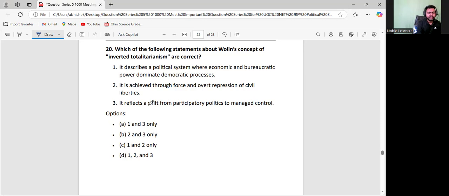Let us go to the next one. It is achieved through the overt repression of civil liberties. It reflects the shift from participatory politics to managed control. See, the second option is not correct because it is saying it is achieved through force. Today the corporates and the bureaucrats are not literally achieving that by brute force. They're not beating anyone or punishing anyone for achieving this inverted totalitarianism. They're just feeding you this in your religion, in your political system, in your education, everywhere, that you should not question the authority. This is how they are ideologically dominating you.